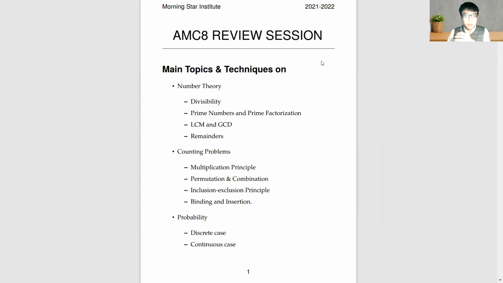So in number theory, there are divisibility test problems, prime numbers, and prime factorization problems, and the LCM, which is least common multiple, GCD, greatest common divisor, and the remainder problems. The second part, counting problems, we start from multiplication principle and the permutation, combination, inclusion-exclusion principle, and also some techniques like binding and insertion. So let me start from the number theory.